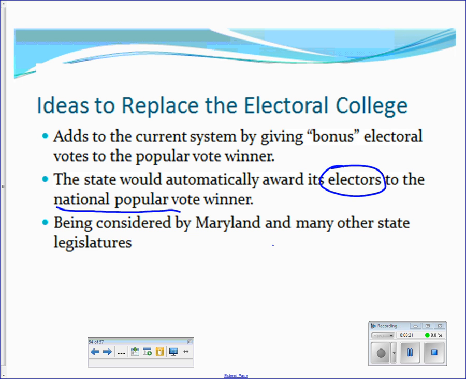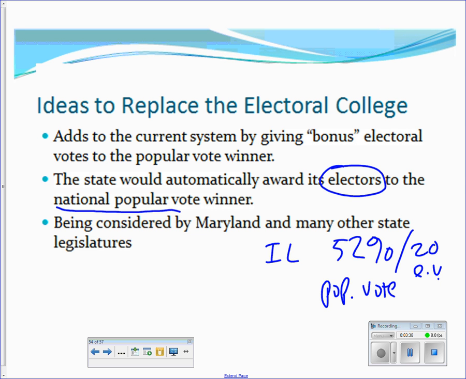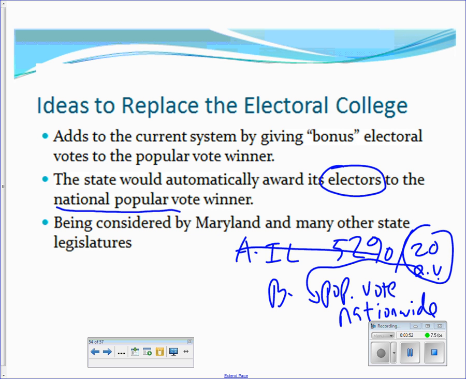But let's say somebody wins Illinois, all right, with 52% of the vote, okay? Normally, they would get Illinois' 20 electoral votes. But if that candidate lost the popular vote, so if candidate A wins Illinois with 52%, candidate B wins the popular vote nationwide, okay, Illinois would say, forget this guy. They won Illinois. Our 20 electoral votes are going to whoever won the popular vote nationally. Okay. Now, what does that do?